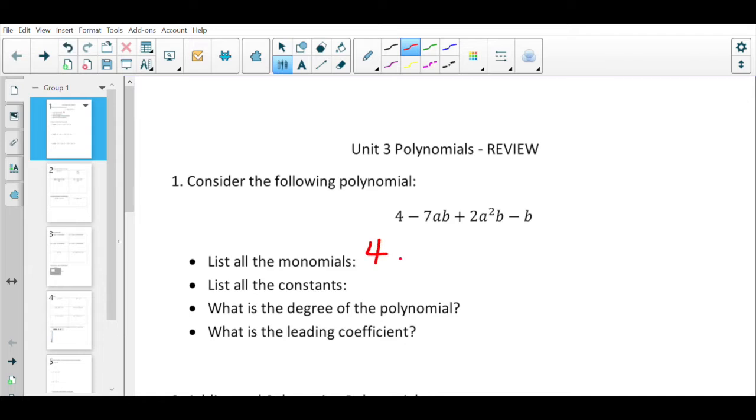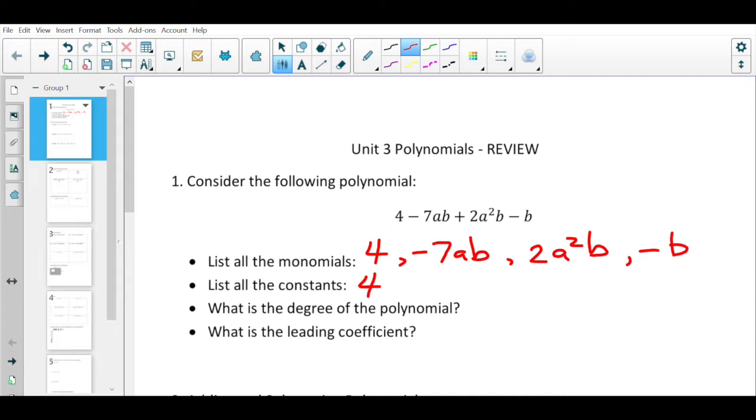4, negative 7ab, 2a squared b, and negative b. Good. List all the constants, and constants are just numbers without any variables attached. So we have 4. 4 is the only constant.